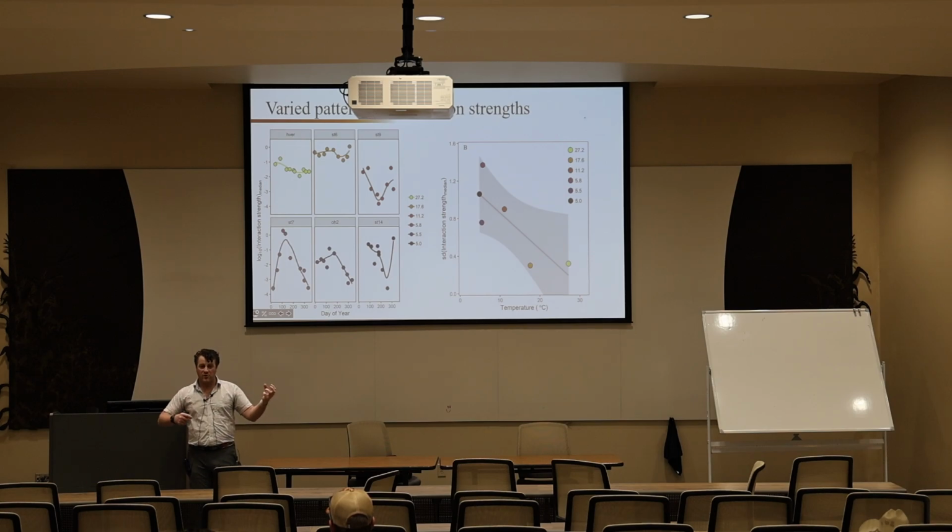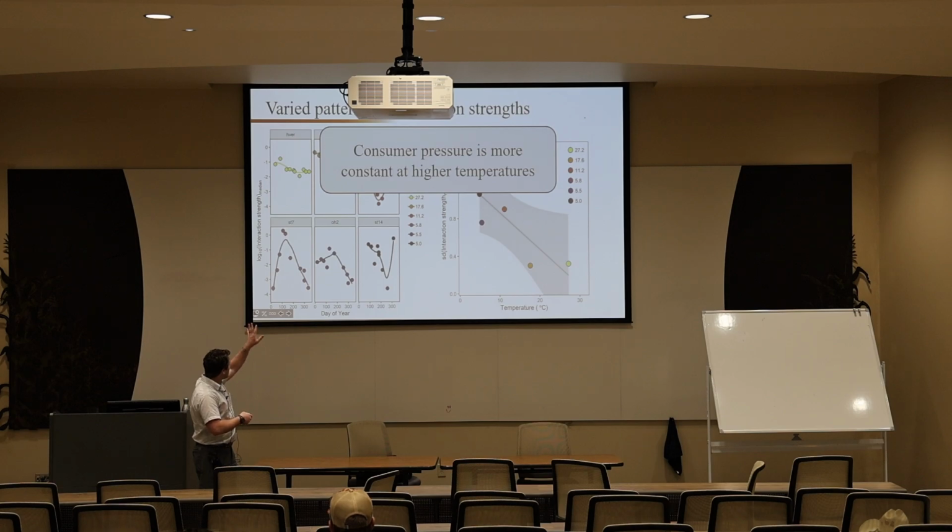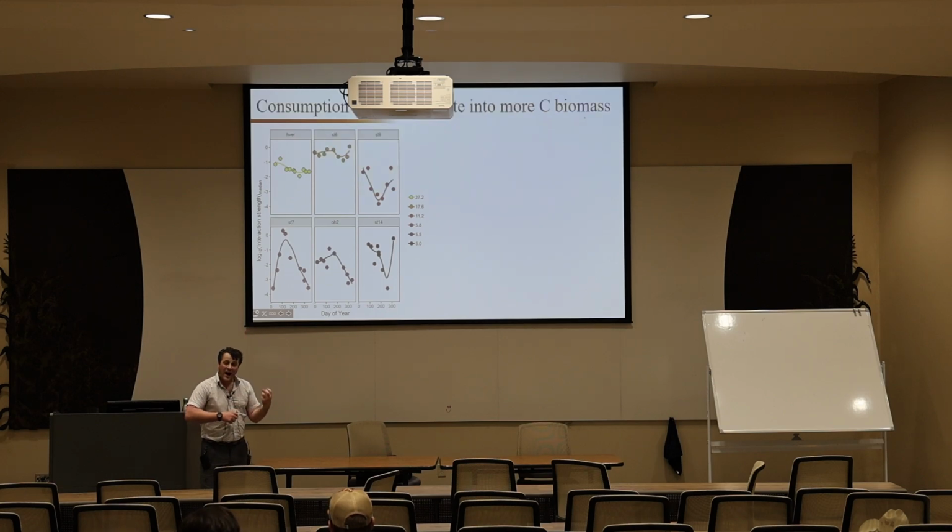And if you think about what an interaction strength is, essentially how much pressure there is from a consumer on a resource. So it's essentially a proxy of the flux of energy or biomass from a resource to a consumer. And so we should expect consumer pressure is higher at higher temperatures. We should expect that in systems that have higher interaction strengths, more of that flux from resources to consumer gets put into consumer biomass. So it should shift the relative abundance of consumer biomass in the system versus resource biomass in a system.